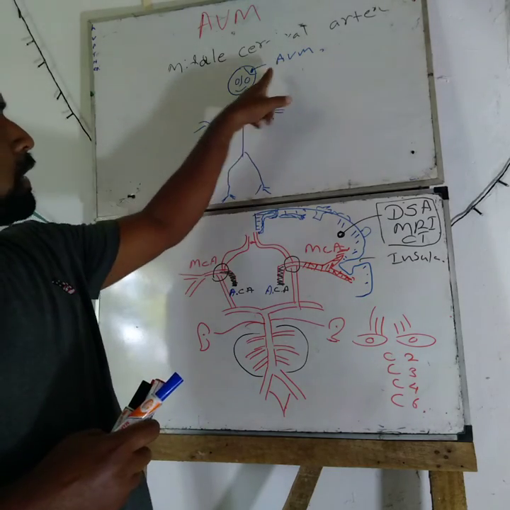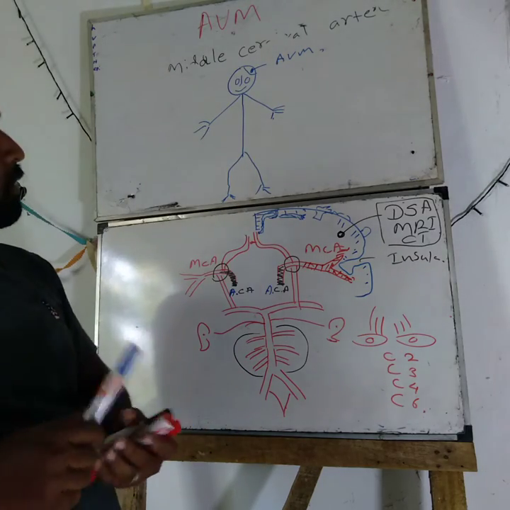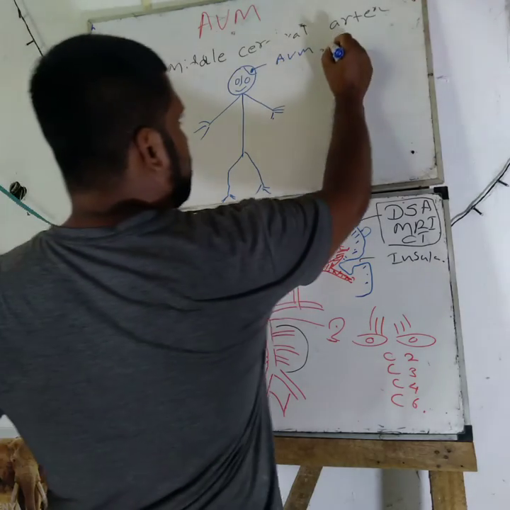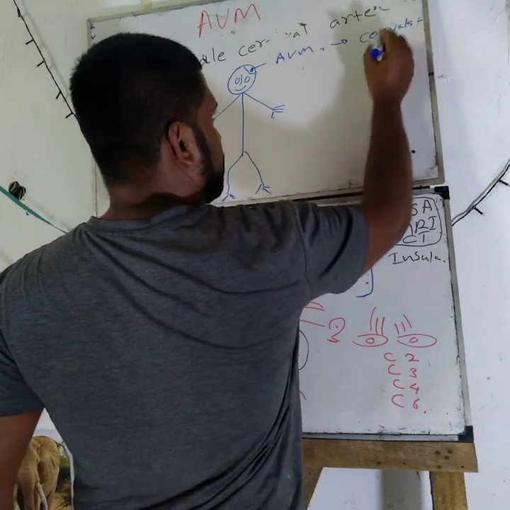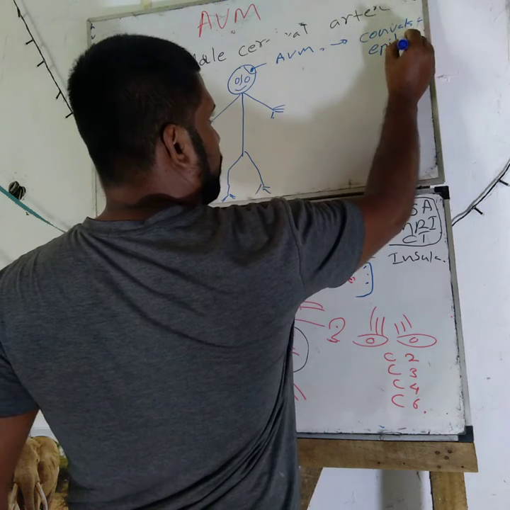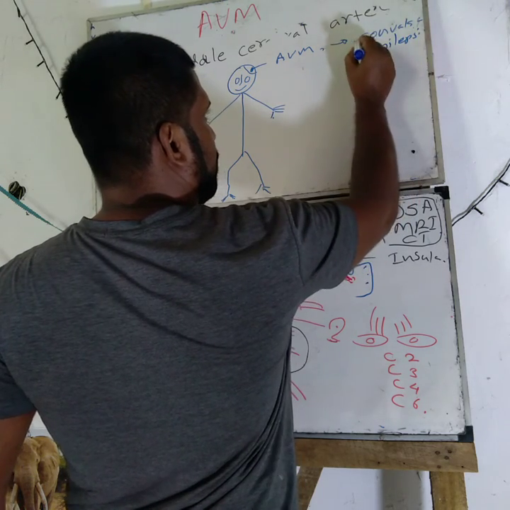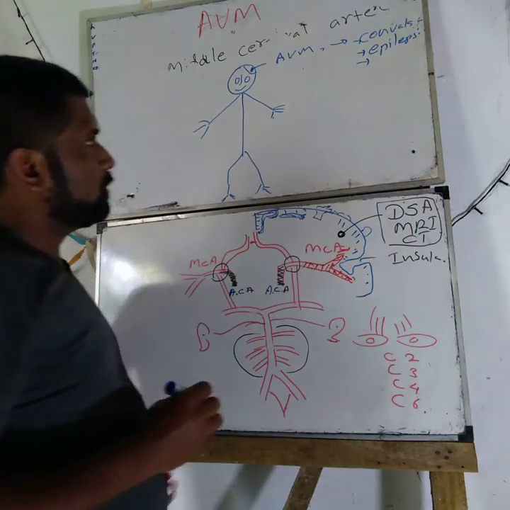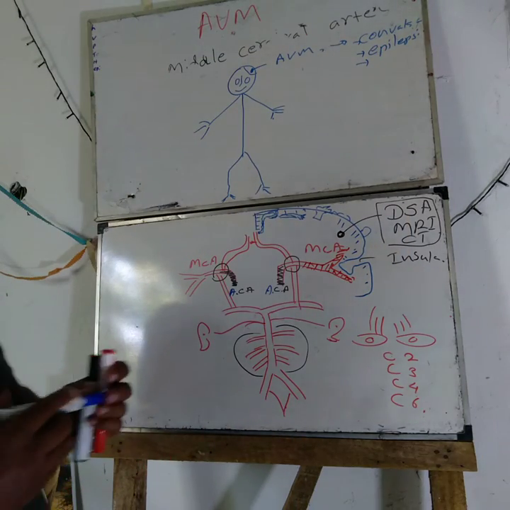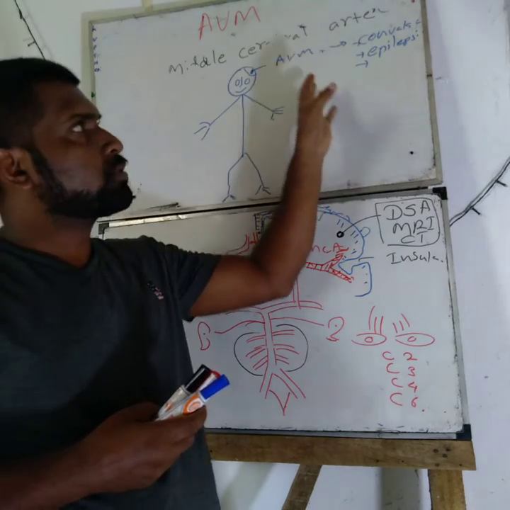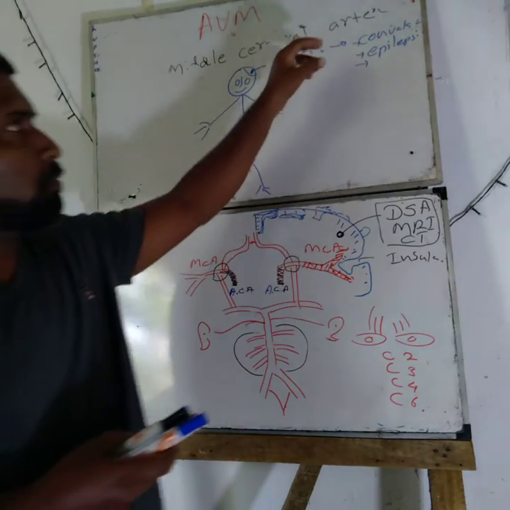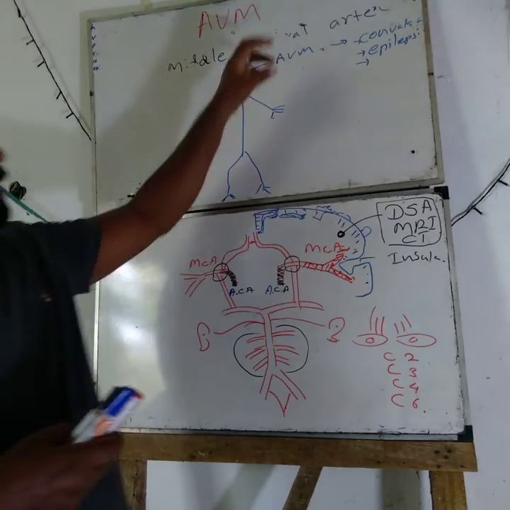With AVM, another situation is that convulsion can happen, convulsion or epilepsy. Convulsion and epilepsy can occur before this situation is identified. Convulsion and epilepsy are both the same idea.